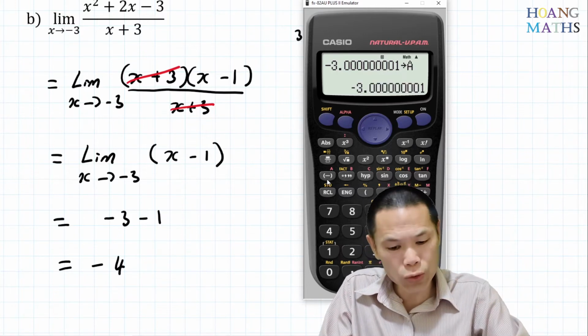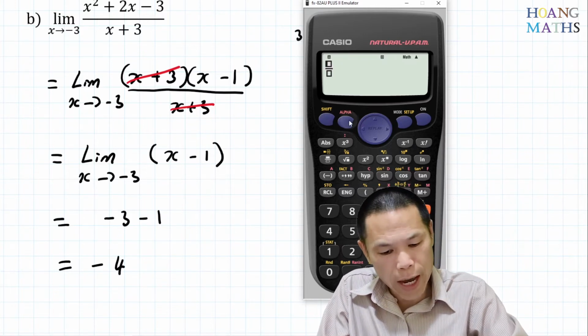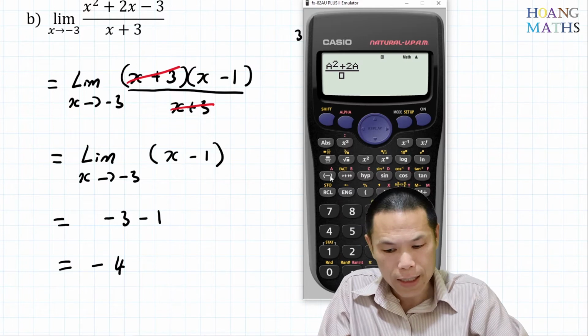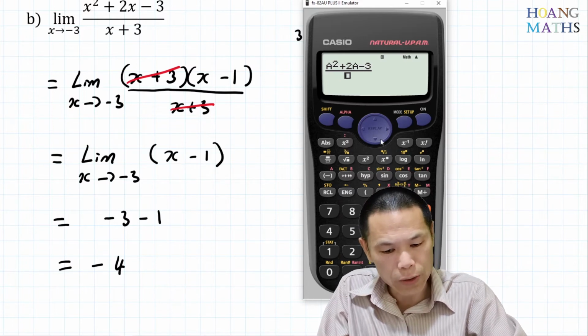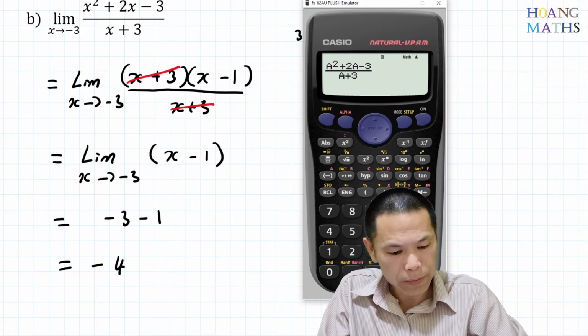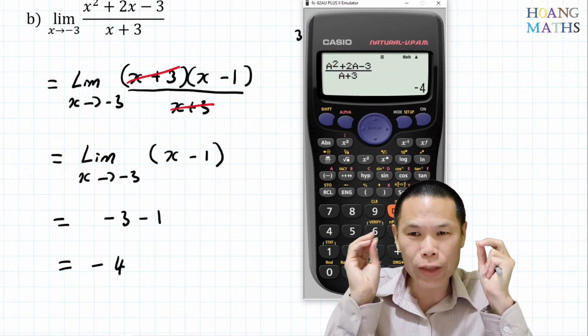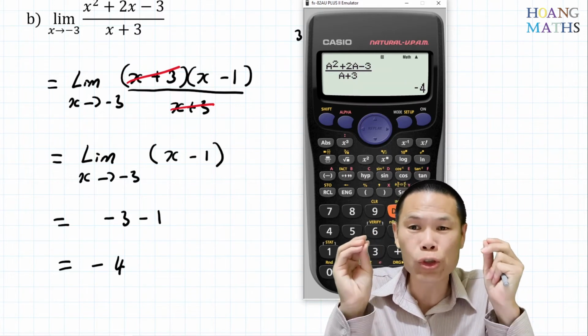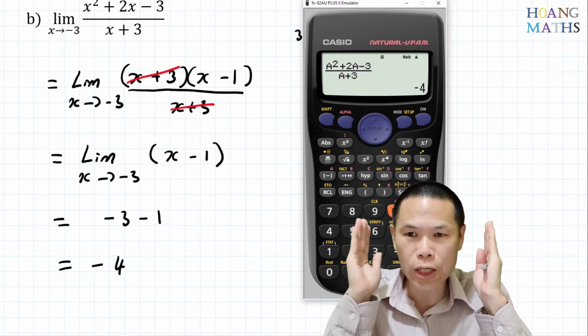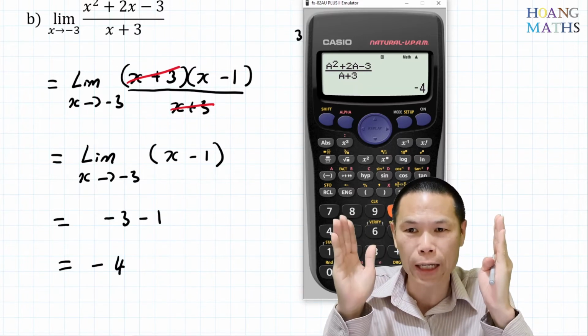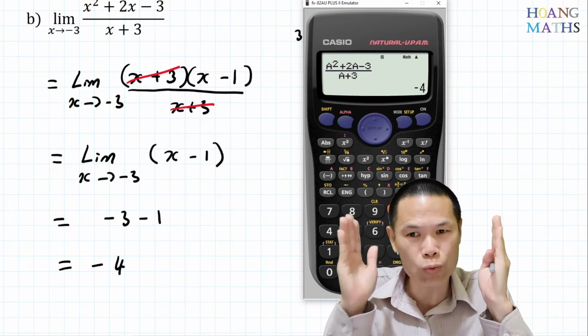So now I do fractions. So I go I square, because x is x squared, plus 2 lots of x, that means 2 lots of I, and then minus 3, and go down, and then I plus 3. There you go. So the answer is -4. Now, this is a very good technique if you use a calculator, because sometimes in your exam or test it is multiple choice, you can just quickly put that in your calculator. So you don't have to work it out like this.